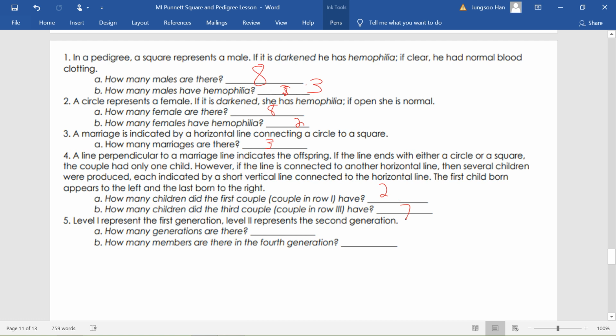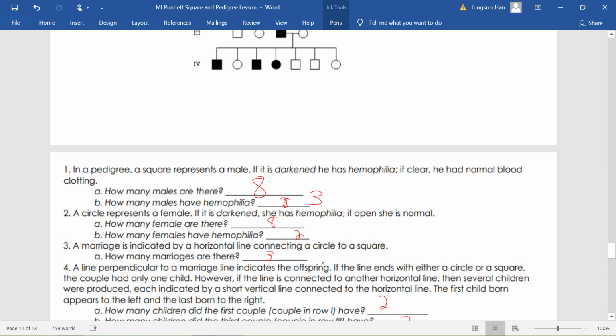And then level 1 represents the first generation, level 2 represents the second generation. How many generations are there? That's 4. And then how many members are there in the fourth generation? We already counted 7.